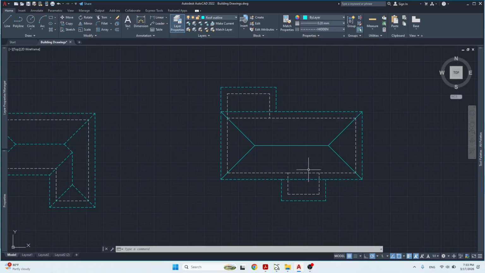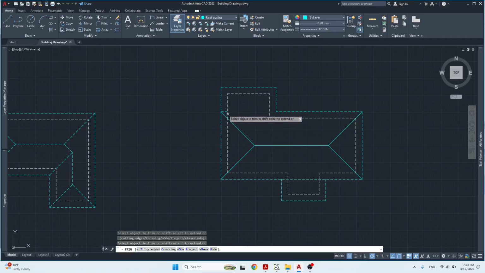So we already have that piece, so I'm just going to trim out the parts that we extended. All right, like so.